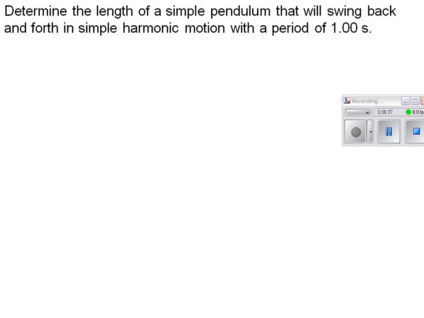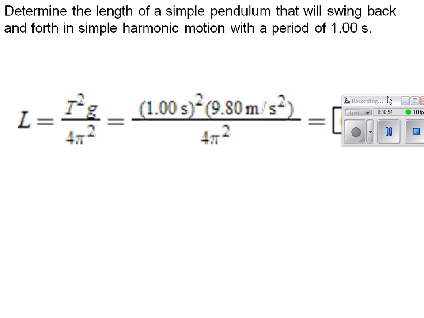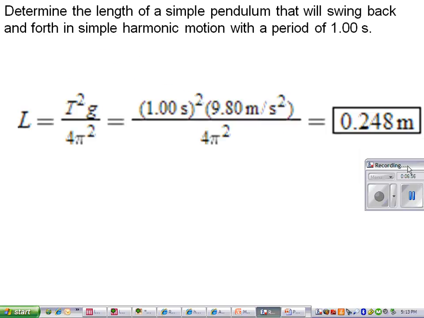So here we have: determine the length of a simple pendulum that will swing back and forth in simple harmonic motion with a period of 1 second. If you could, please pause the video and try this problem. Using our equation, T equals 2 pi times the square root of L over g, we plug in our values and end up with an answer of 0.248 meters.